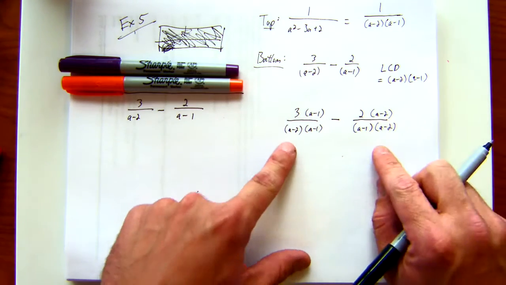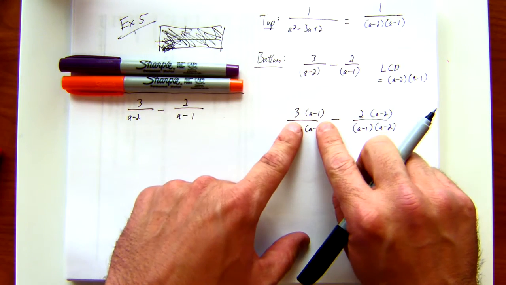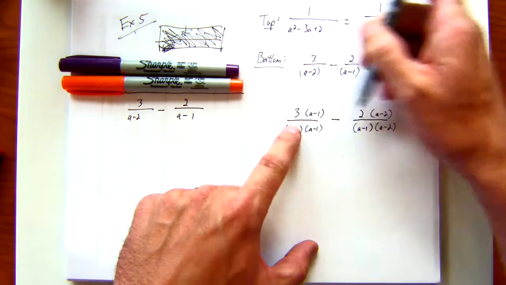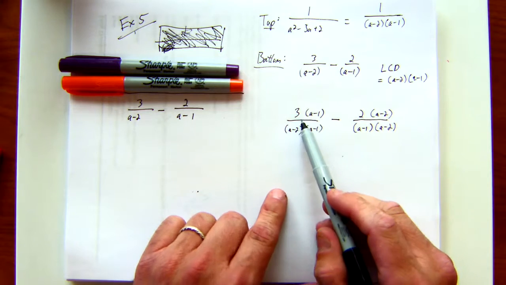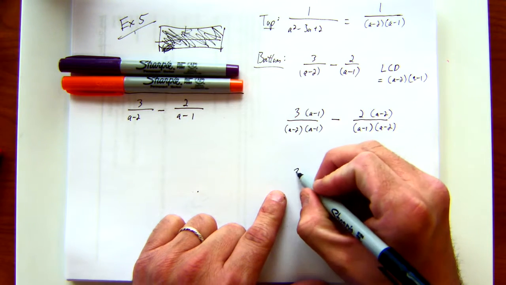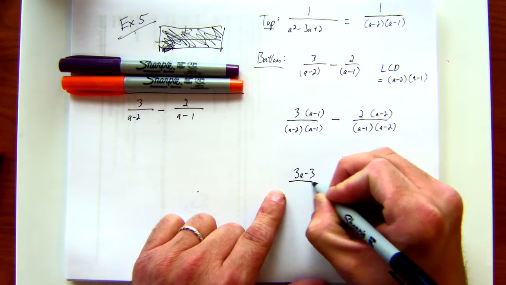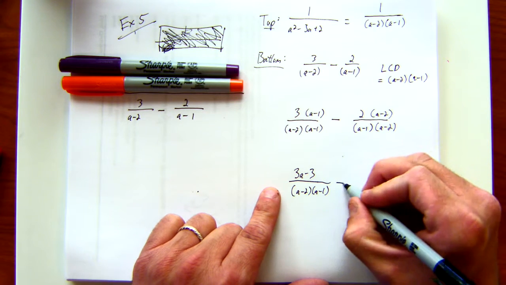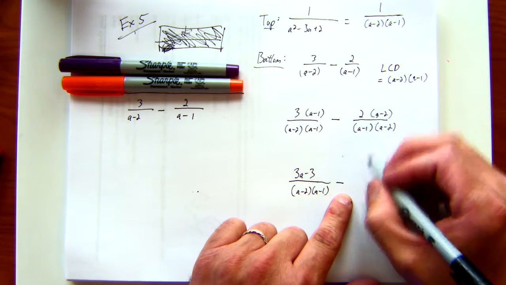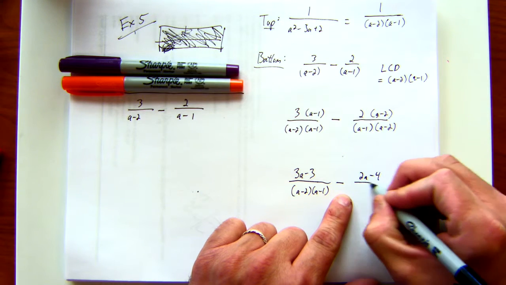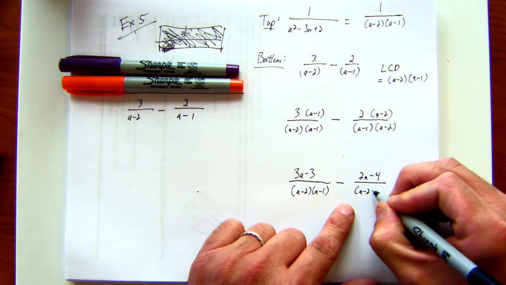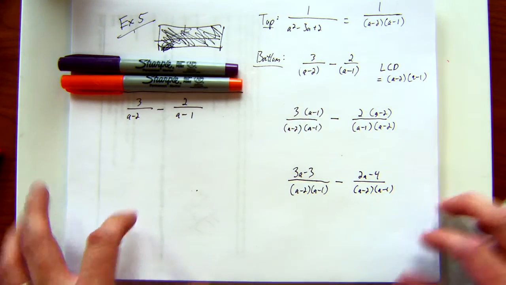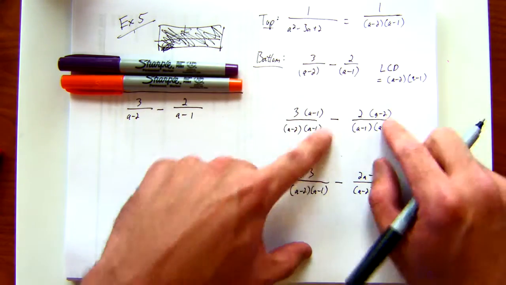Yeah, now to continue, here I do have to distribute because I want to be able to combine like terms. And the only way that I'm going to be able to combine like terms is if I distribute here. So I'm going to have 3a minus 3 all over my a minus 2 times a minus 1 minus, now I'm going to have 2a minus 4 all over my a minus 2 times a minus 1. I distributed the numerators for both of these.